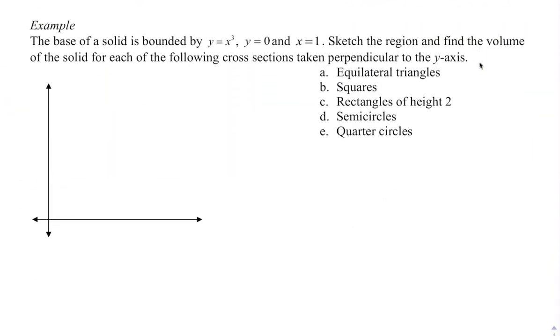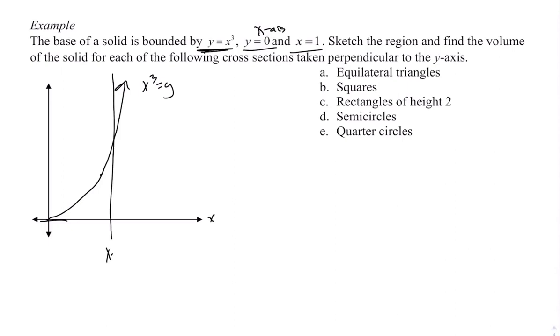The base of a solid is bounded by y equals x cubed, and y equals 0, and x equals 1. Sketch the region and find the volume of the solid based on the following cross sections taken perpendicular to the y-axis. So y equals x cubed, that's a cubic graph, so it looks kind of like this. Then y equals 0, that's just the x-axis. That's this line. And then x equals 1, so let's just draw a picture like that. So this is my region.